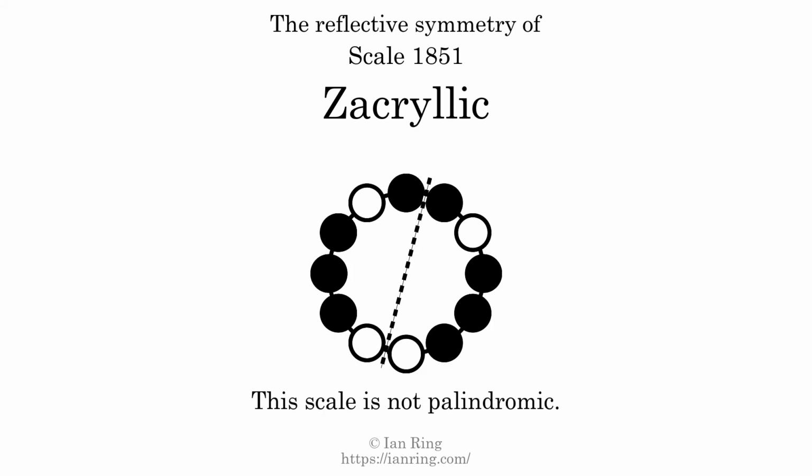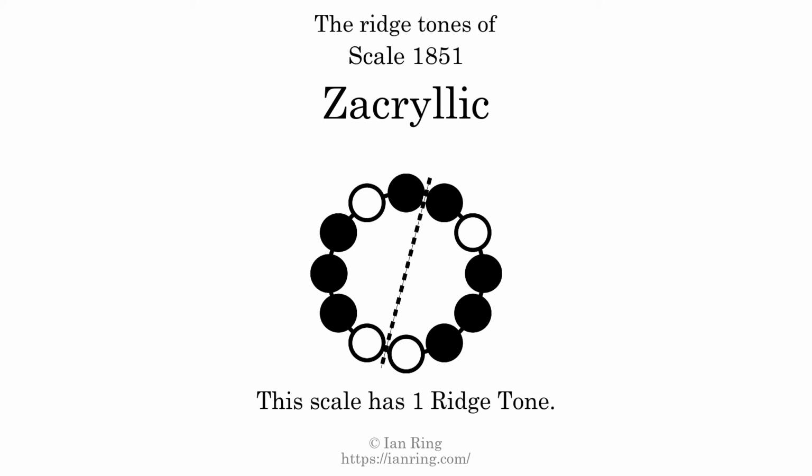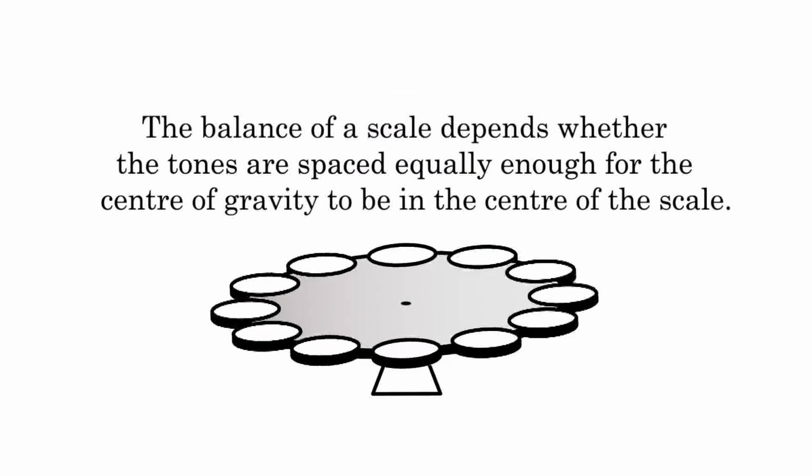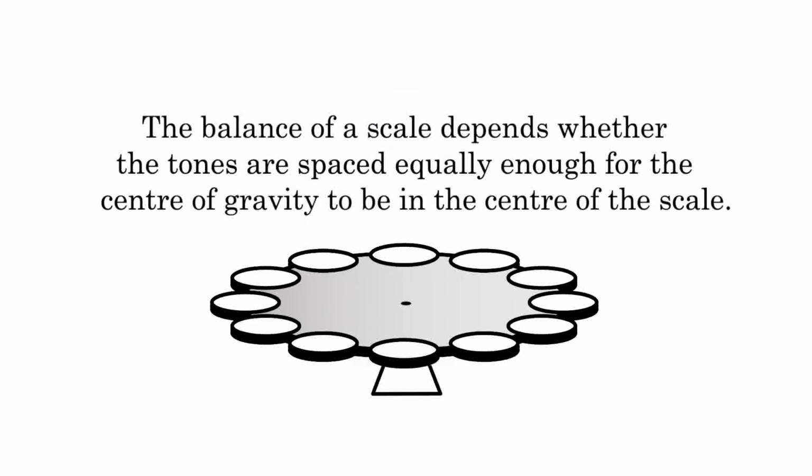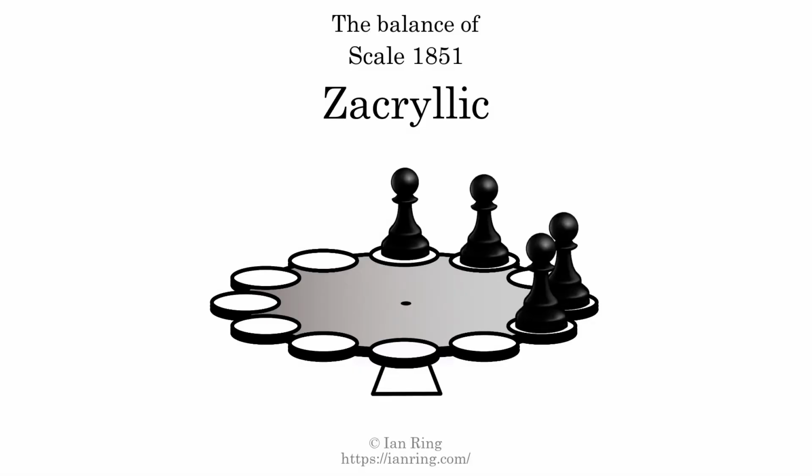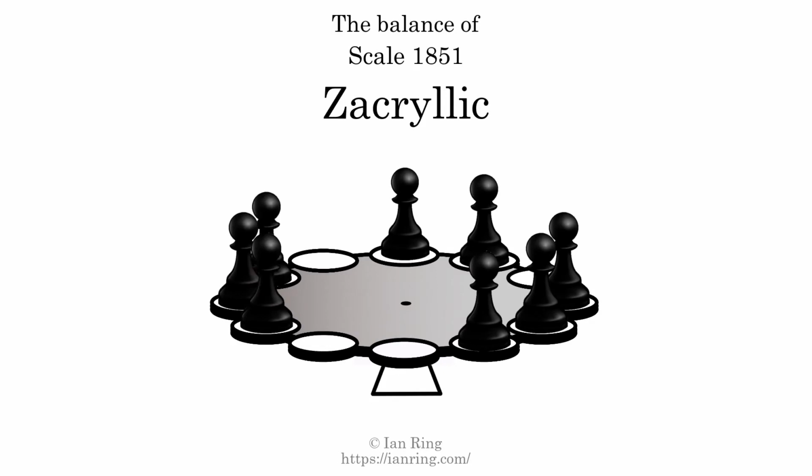This scale has reflective symmetry across an axis positioned 0.5 semitones from the root. This scale has a different pattern of intervals ascending and descending, so it is not palindromic. This scale has one ridge tone. Here, the balance of a scale depends whether the tones are spaced equally enough for the center of gravity to be in the center of the scale. This scale is not balanced.